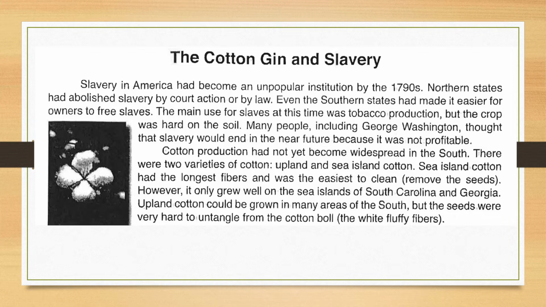Cotton production had not yet become widespread. In the South, there were two varieties of cotton, upland and sea island cotton. Sea island cotton had the longest fibers and was the easiest to clean, to remove the seeds. However, it only grew well in the sea islands of South Carolina and Georgia. Upland cotton could be grown in many areas of the South, but the seeds were very hard to untangle from the cotton boll, the white, fluffy fibers.